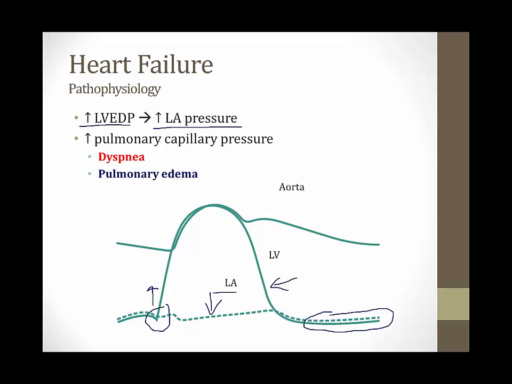So in other words, when one chamber begins to fail and the pressure goes up, that leads to failure and rising pressures in the chamber that comes before it. So that means that once the left atrial pressure begins to rise, the pulmonary capillary pressures can begin to rise. And that can lead to two of the hallmark symptoms of heart failure, which are dyspnea and pulmonary edema.